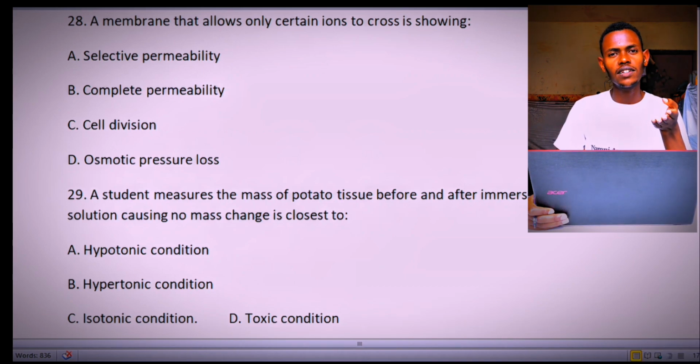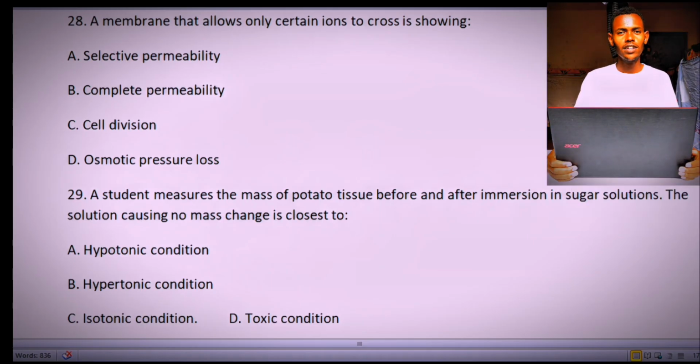So what is the answer? A membrane that allows only certain ions to cross is showing what? The answer is A. Selective permeability. Only some ions, not all, are allowed; it selectively transports the ions.